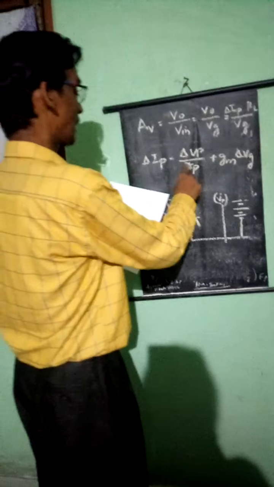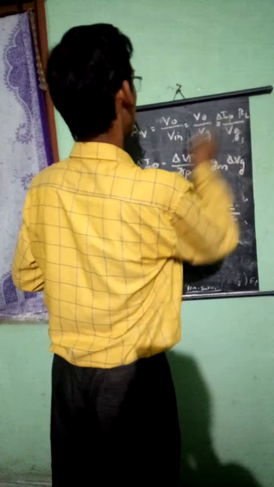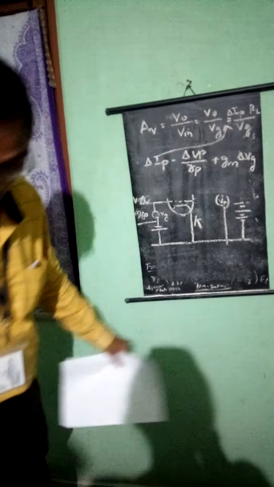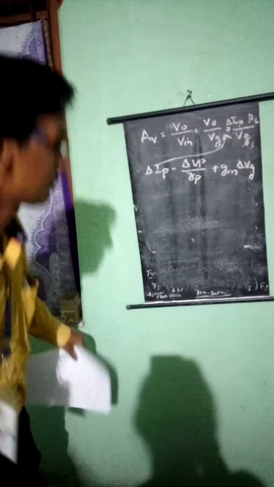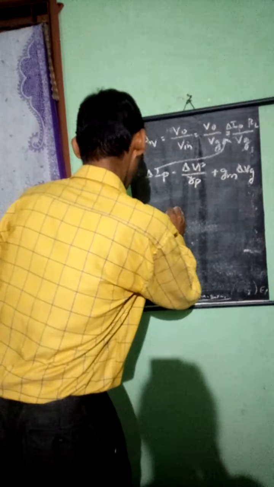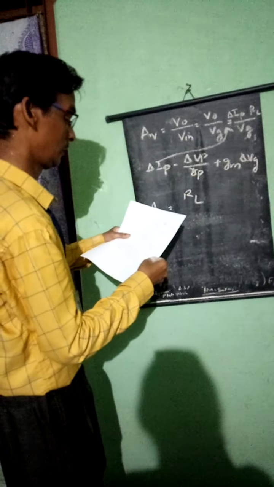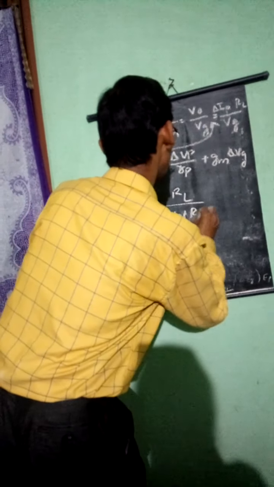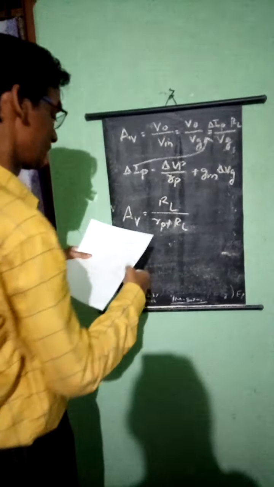Then you can put this delta IP in place of the delta IP here. If you put this delta IP here, then at last you get back the voltage gain, let us call it AV, which is equal to RL divided by Rp plus RL, where Rp is the plate resistance and RL is called the load resistance.